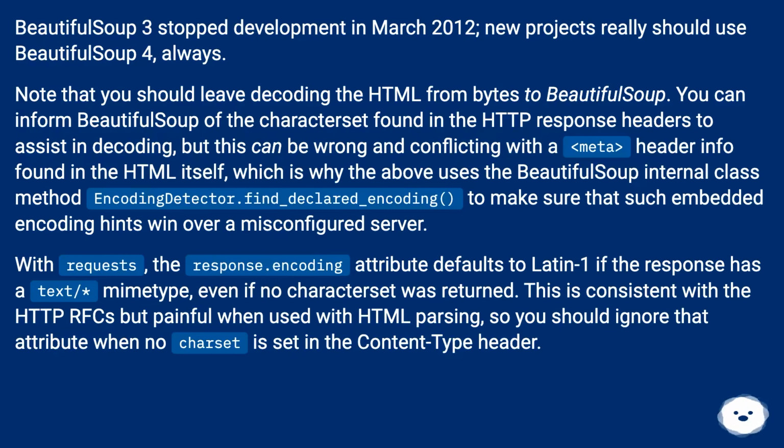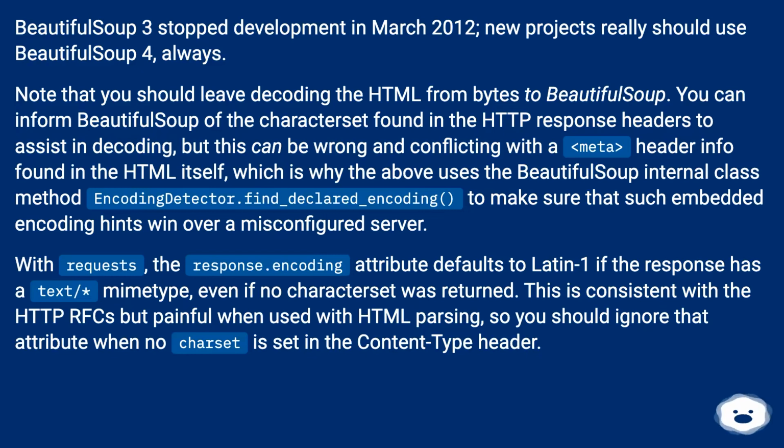You can inform BeautifulSoup of the character set found in the HTTP response headers to assist in decoding, but this can be wrong and conflicting with header info found in the HTML itself, which is why the above uses the BeautifulSoup internal class method EncodingDetector.find_declared_encoding to make sure that such embedded encoding hints win over a misconfigured server.